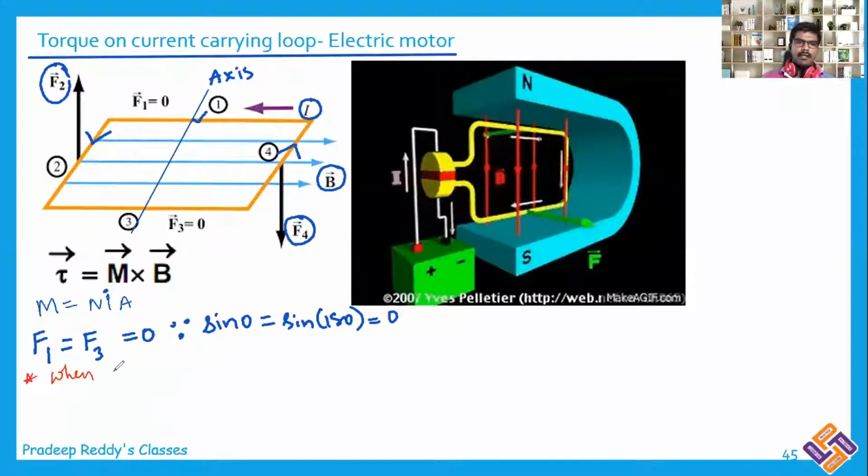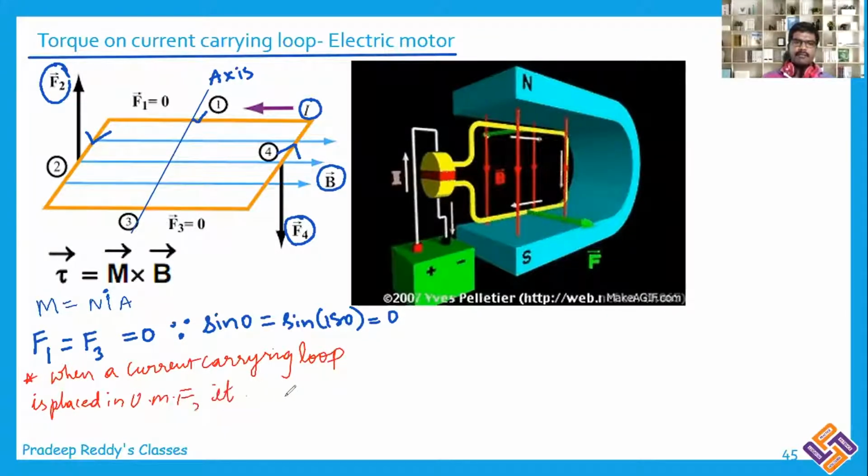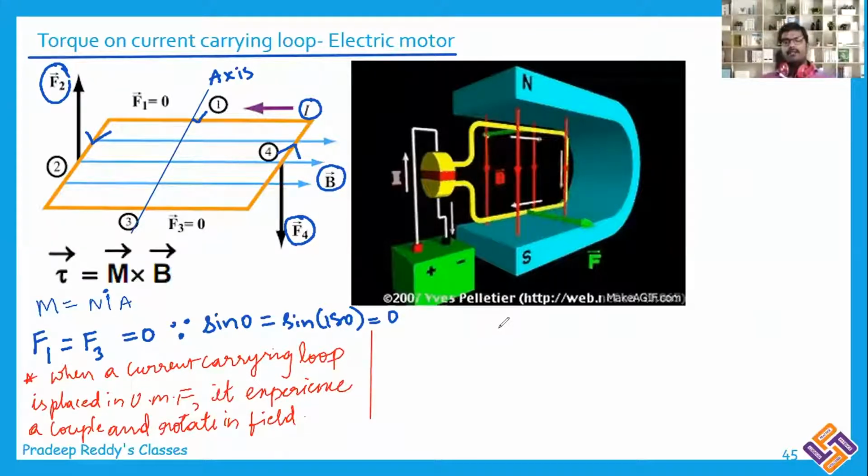So it is that when a current carrying loop is placed in a uniform magnetic field, it experiences a couple and rotates in the field. So it will experience a couple and as a result it will rotate.